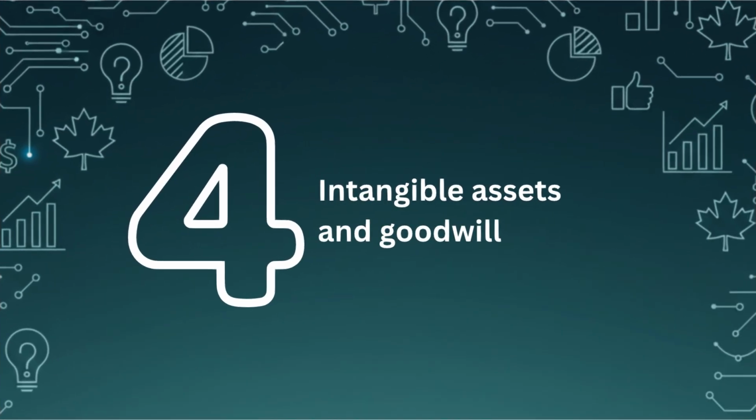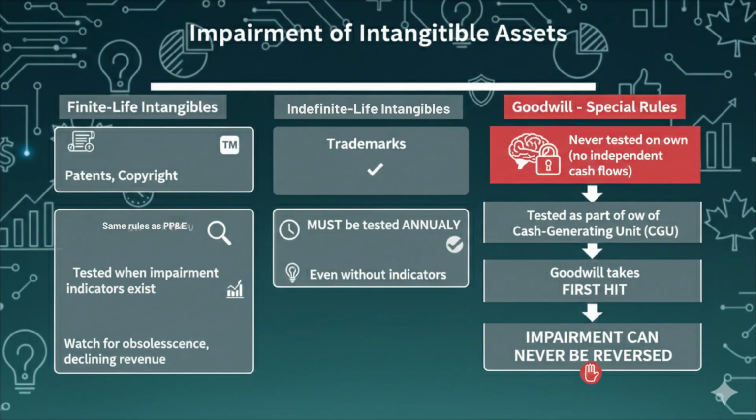And speaking of goodwill, let's turn to intangible assets. Intangibles are tested in a very similar way to tangible assets. Finite life intangibles, like patents or copyrights, follow the same rules as PP&E. Watch for signs of obsolescence or declining revenue streams. Indefinite life intangibles, such as trademarks, must be tested every year, even without impairment indicators. Goodwill is special. It's never tested on its own because it can't generate cash flows independently. Instead, it's tested as part of a CGU. If impairment exists, goodwill takes the first hit. Importantly, goodwill impairment can't be reversed. Once it's gone, it's gone.